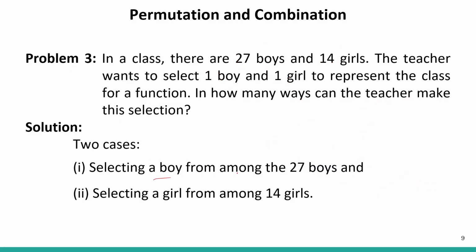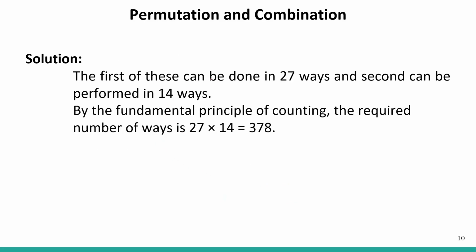Selecting a boy from among the 27 boys and selecting a girl from 14 girls, that is what we need to consider in different ways, and then we multiply those two. The first can be done in 27 ways, that is selecting one boy out of 27. For each boy it will be one way, so since 27 boys are there, it will be 27 ways. The same goes for the girls: since 14 girls are there and you need to choose only one, there are 14 possible ways. So 27 into 14 is equal to 378. This is what we need to consider as the answer.